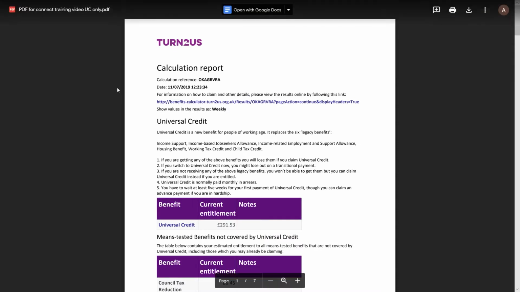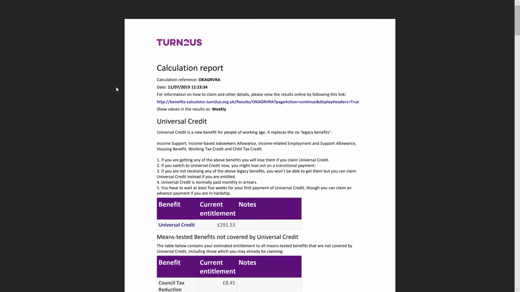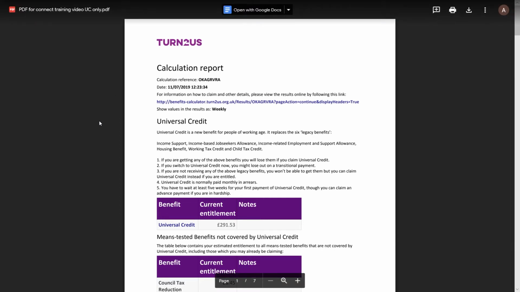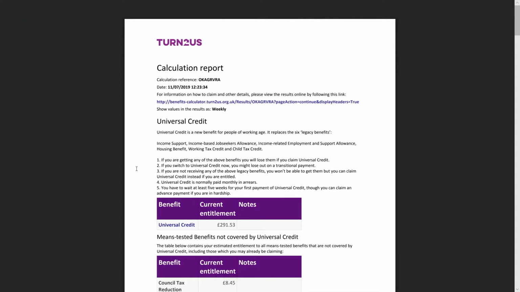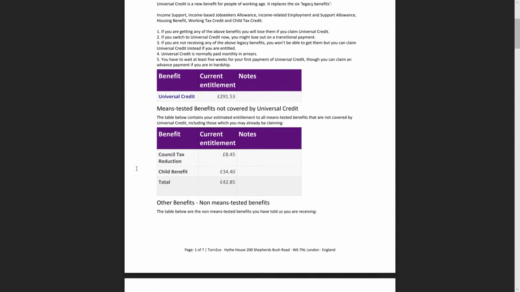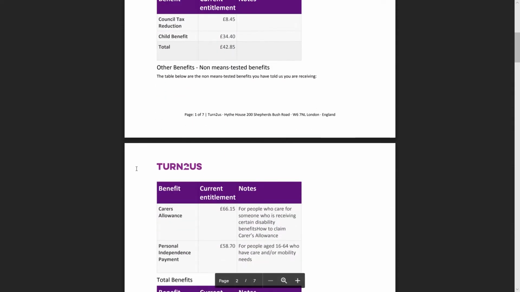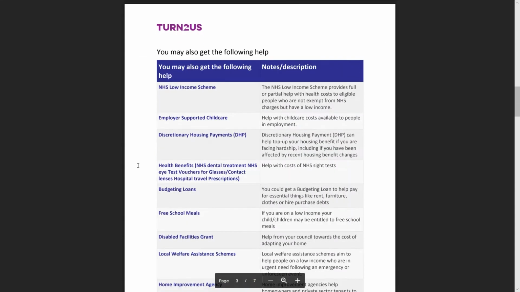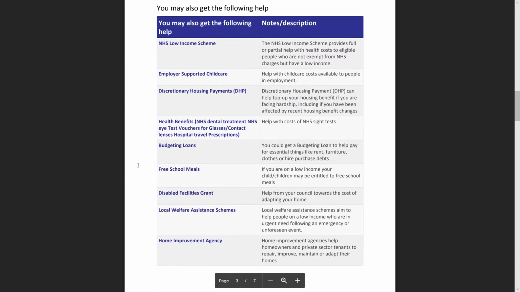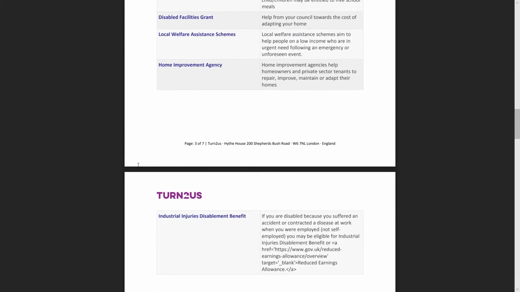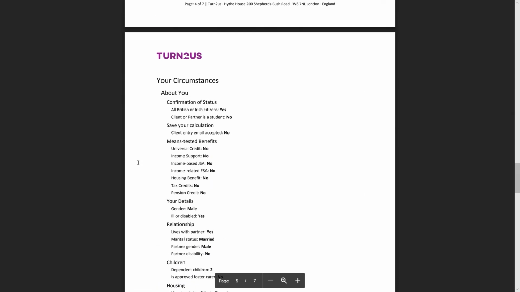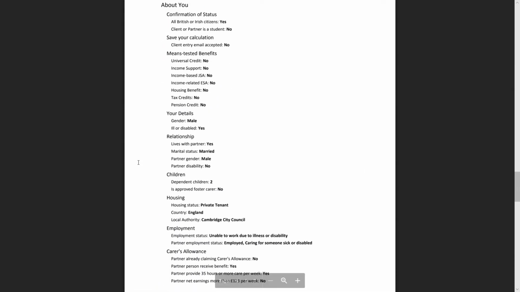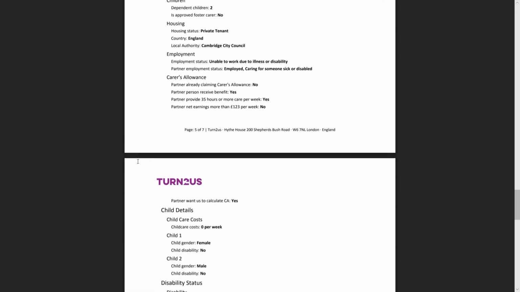So, we're going to look at two different results pages. Can you tell us what exactly we're looking at? Yes, we're starting here with a relatively simple calculation sheet, and it's broken into three sections. The first section is the results from their calculation. It shows a combination of benefits they're already getting and benefits they're entitled to claim. The next section is other help they might be entitled to, and this is tailored to each individual. Finally, we have the Your Circumstances section, which summarises the information they gave us when doing their calculation.